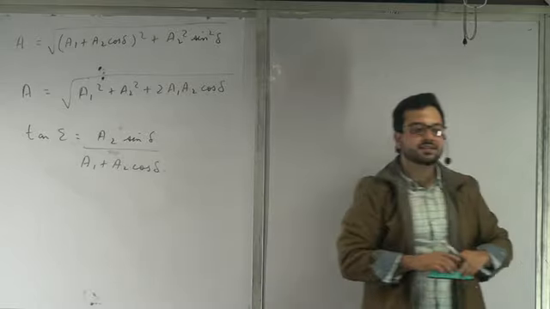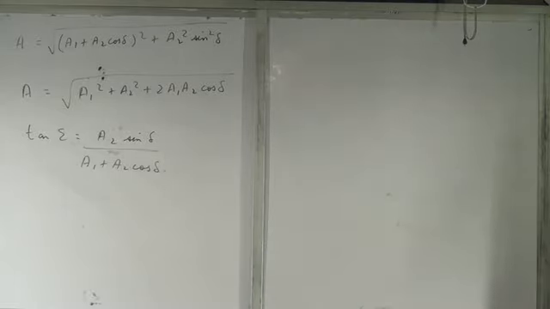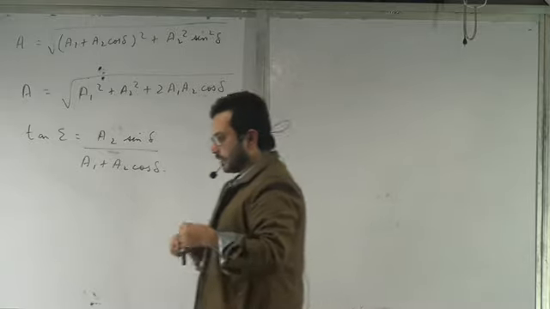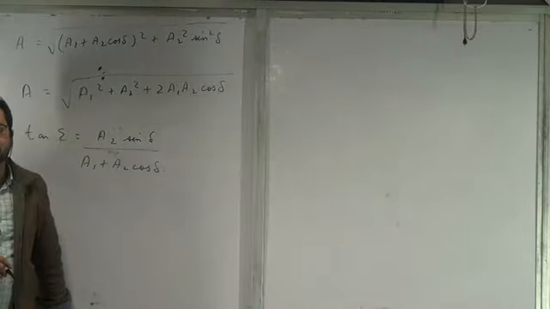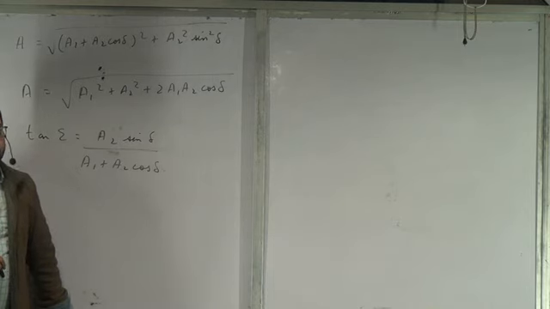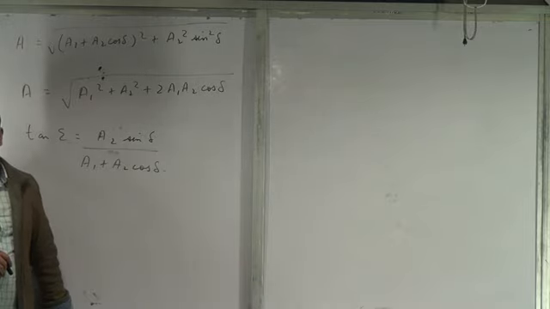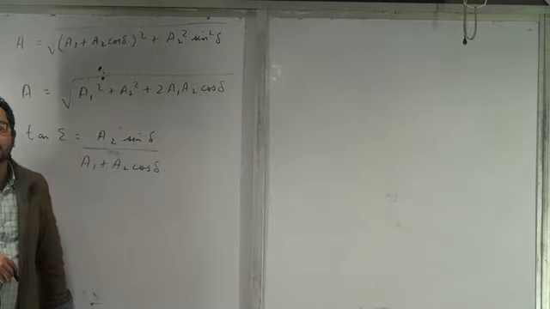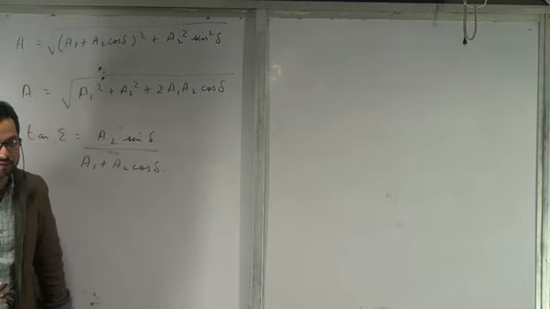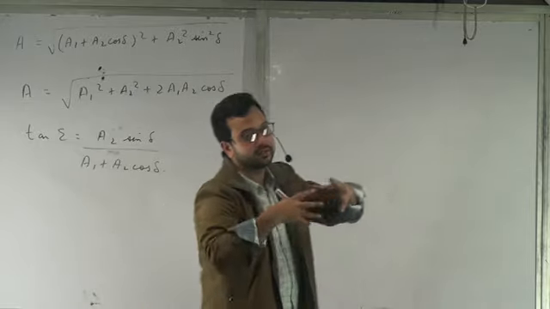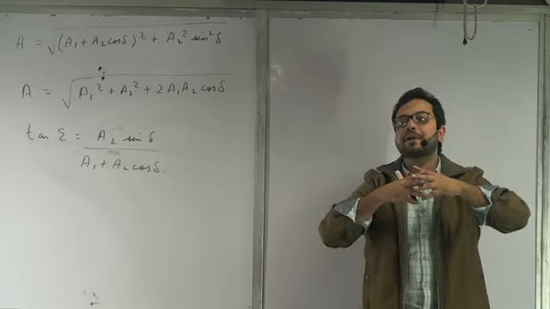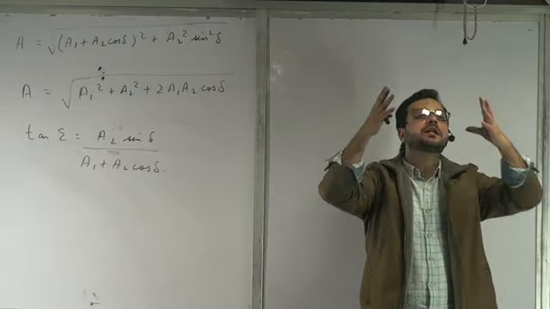There is something known as constructive interference. What do you mean by constructive interference? Two particles are oscillating. If the phase difference is such that the amplitude of the resultant SHM increases, that is known as constructive interference. They are interfering constructively, so the amplitude of the resultant SHM is going to increase.